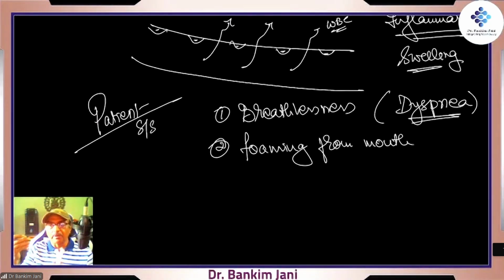Why that? Because the fluid which is getting collected in the alveoli, the body will try to throw it out. The cilia will be working to throw it outside. That fluid mixed with the air, when it comes out, comes out in the form of foam, froth, what they call foaming from the mouth. So this would be the typical thing. What would the heart try to do? The heart would try to beat fast. There would be tachycardia.